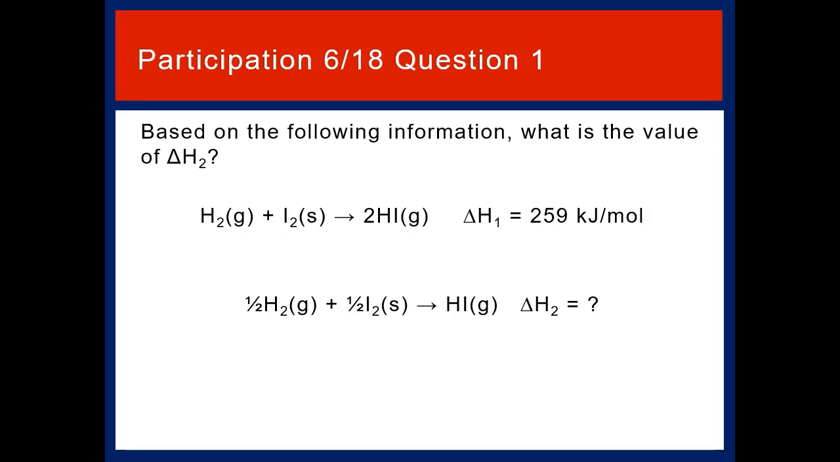Participation 618, question 1. Based on the following information, what is the value of delta H2? We have the reaction H2 plus I2 yields 2HI. Delta H1, the enthalpy change for that reaction, is 259 kilojoules per mole. So then I have the reaction 1/2 H2 plus 1/2 I2 yields HI. I want to know the delta H for that reaction.